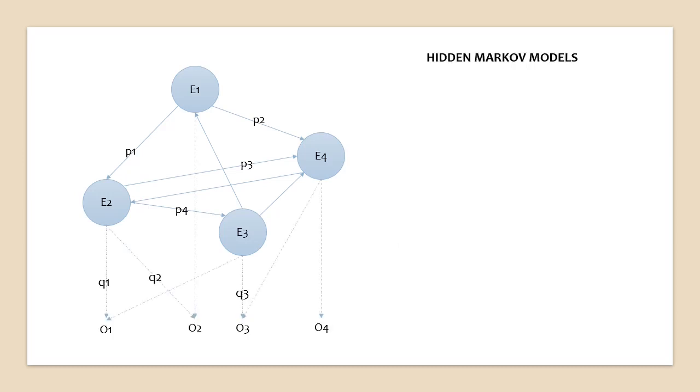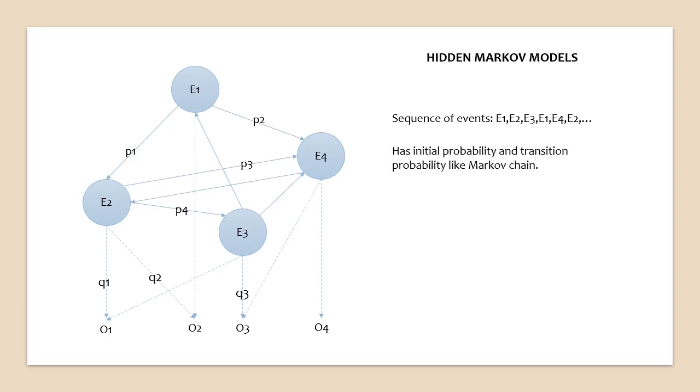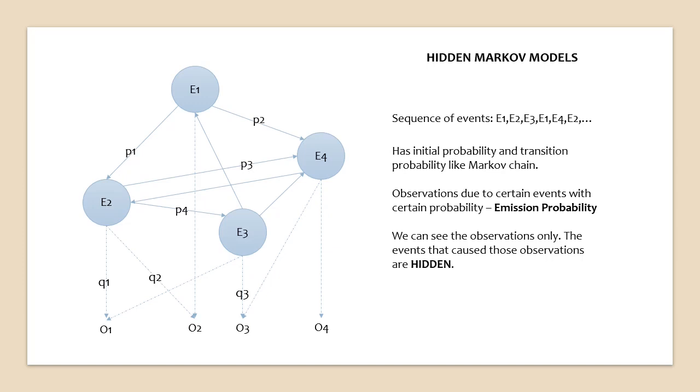So now let's see what hidden Markov models are. We have a sequence of events like in Markov chains, and we also have initial and transition probabilities. Now here the events can cause some observations, and these observations occur with an emission probability. So the observations are emitted from these events. Now note that we can see the observations only. The events that caused those observations are hidden.